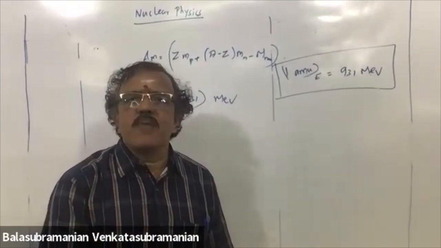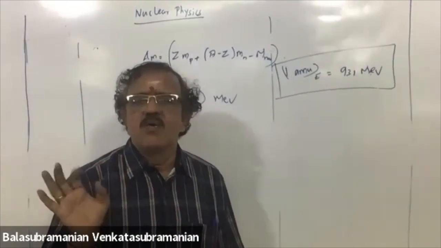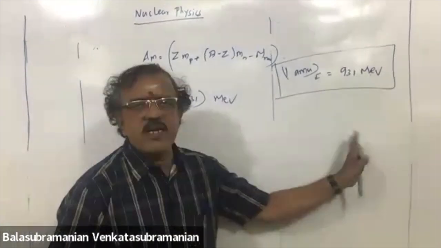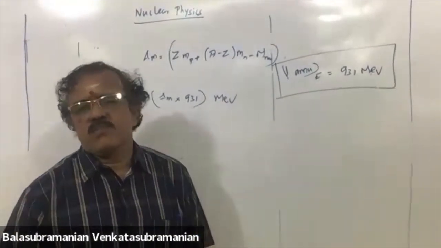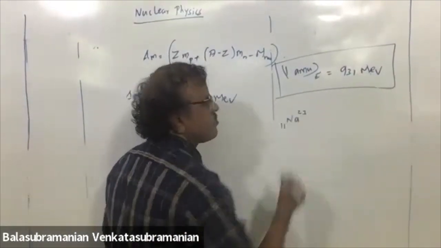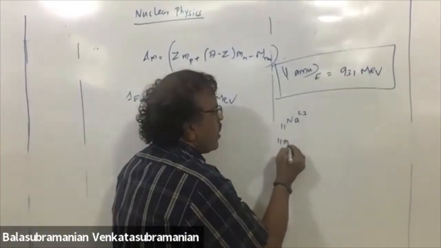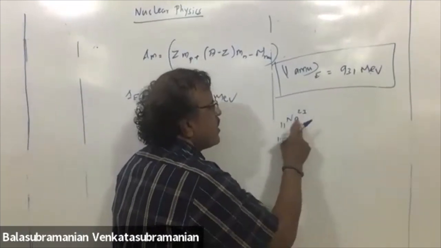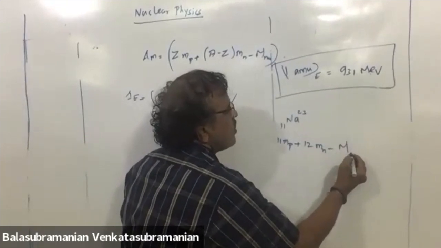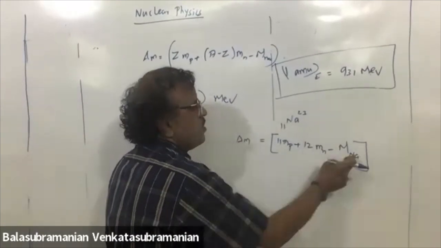Sir, how can I calculate binding energy for a particular element? Only one thing you should know: what is the nuclear mass? If they give the nuclear mass, delta M you can calculate, and delta E you can calculate. Take sodium, the example we have taken, 11 Na 23: 11 proton mass, 23 minus 11, 12 neutron mass, minus the nuclear mass of sodium.